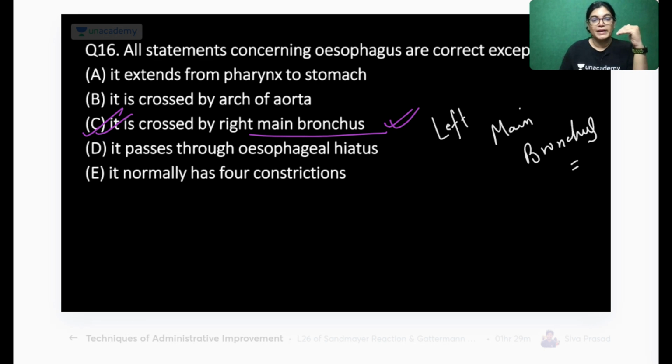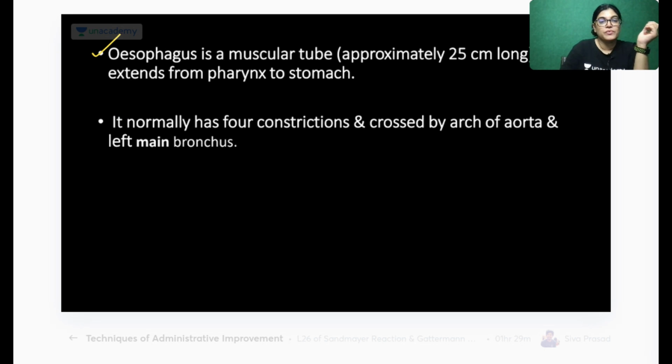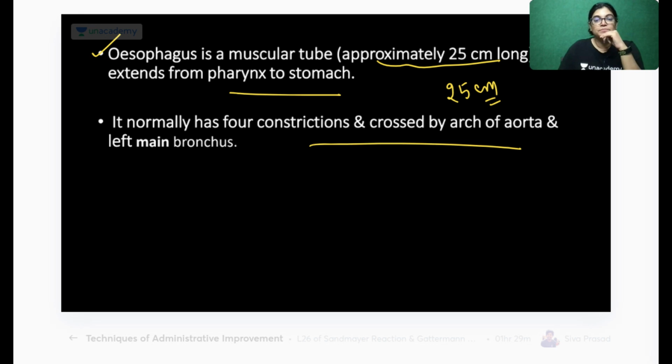It extends from the pharynx to the stomach. It is crossed by the arch of aorta, and it passes through the esophageal hiatus, or opening of the diaphragm, and it has perfectly 4 constrictions. I would like to show you that diagram. So see here, the esophagus is a muscular tube approximately 25 centimeters in length, extending from the pharynx to the stomach, and importantly it has 4 constrictions, with the initial constriction at the level of the pharyngo-esophageal junction.